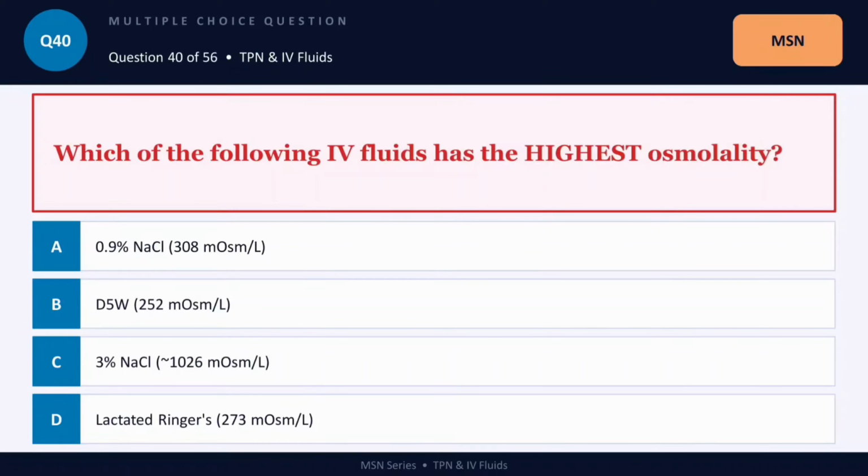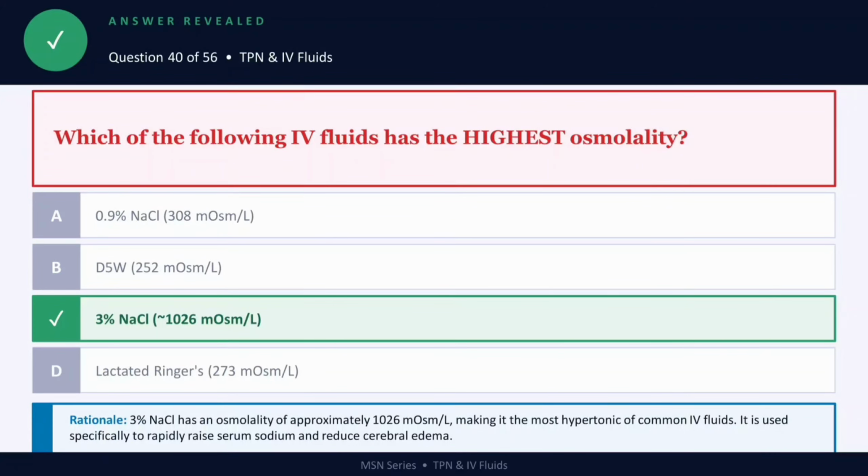Question number 40. Which of the following IV fluids has the highest osmolality? Option A, 0.9% normal saline. Option B, dextrose 5% in water. Option C, 3% normal saline. Option D, lactated Ringer's. The correct answer is option C, 3% normal saline.